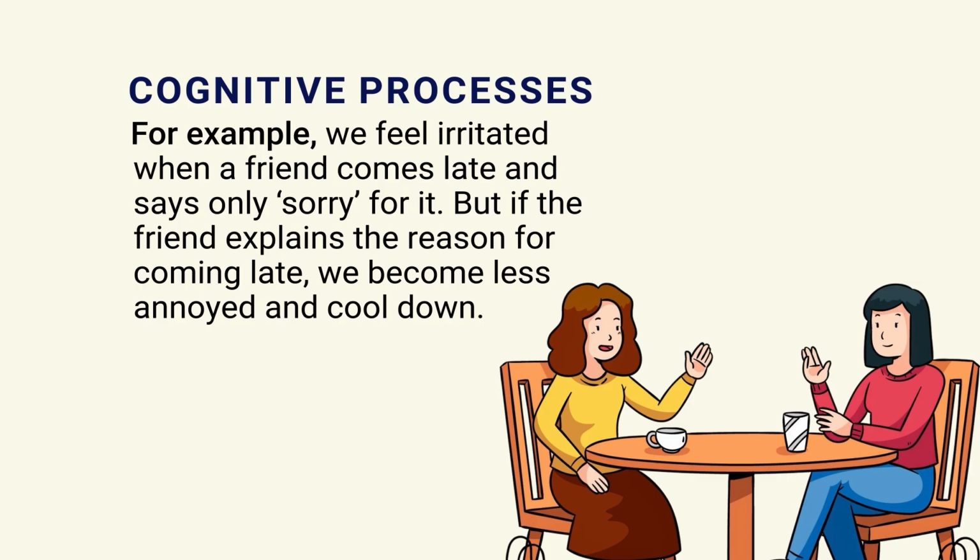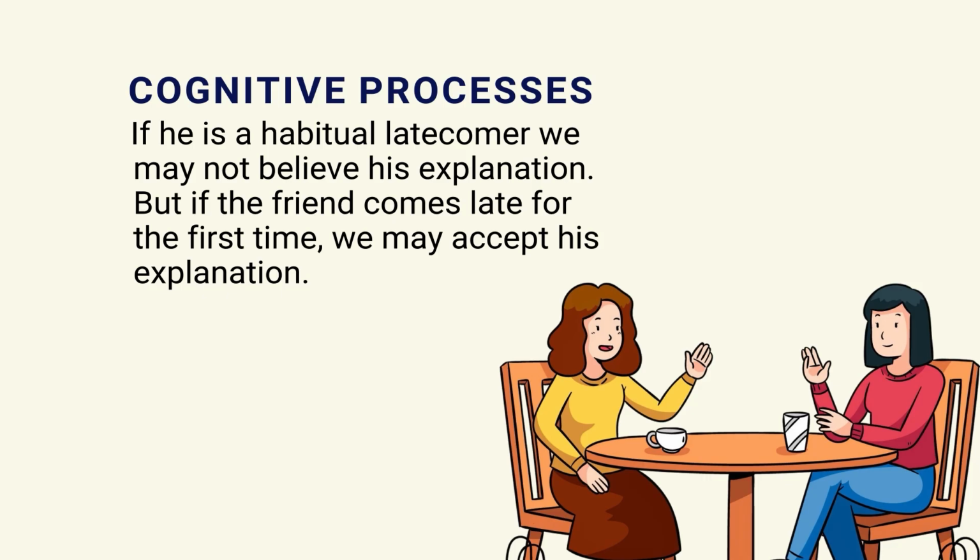For example, we feel irritated when a friend comes late, and then after that they say only sorry for it. But if this friend who has come late also explains the reason for coming late, then we become less annoyed and we cool down. If he is a habitual latecomer, we may not believe his explanation. But if the friend comes late for the first time, we readily accept his explanation.